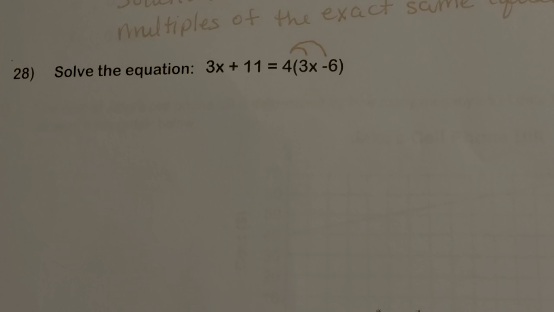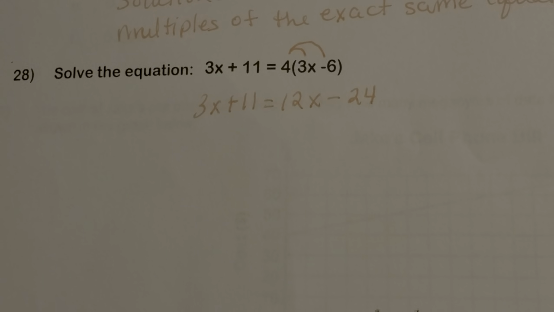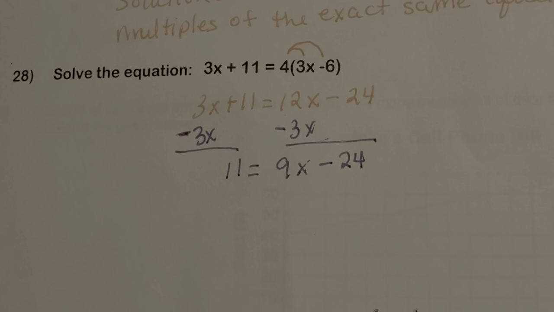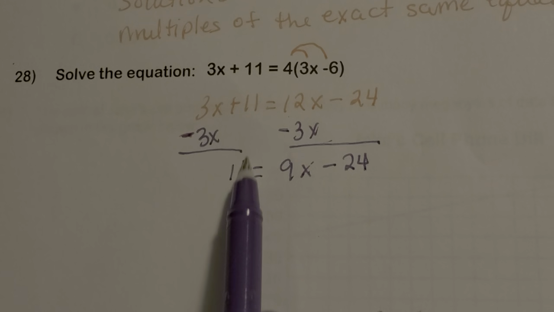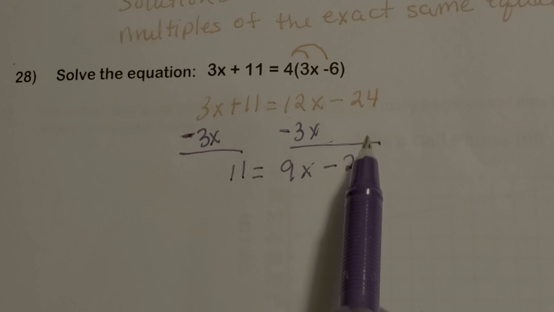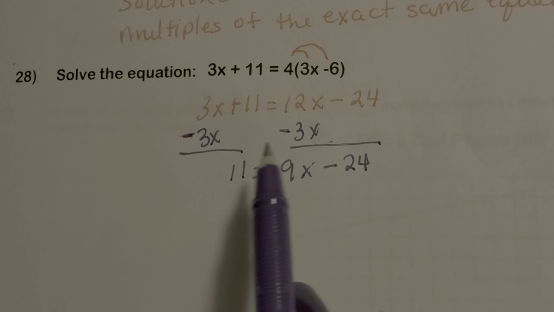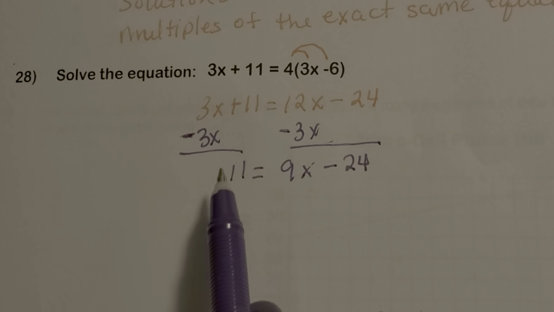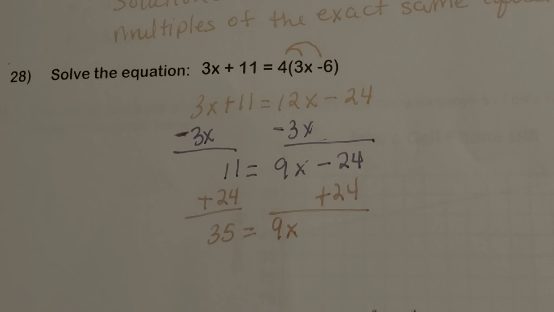28 has us solving the equation for x. First, we'll do the distributive property. When we multiply everything on the right side by 4, we get 12x minus 24. Now we'll move the variables. I'm going to move the 3x because it's smaller. When I subtract 3x from both sides, I am left with 11 equal to 12x minus 3x, which is 9x minus 24.